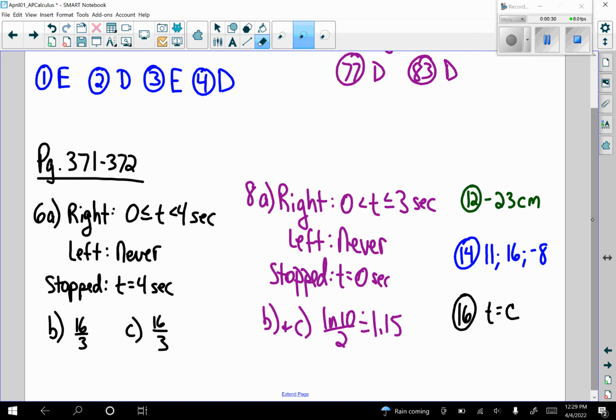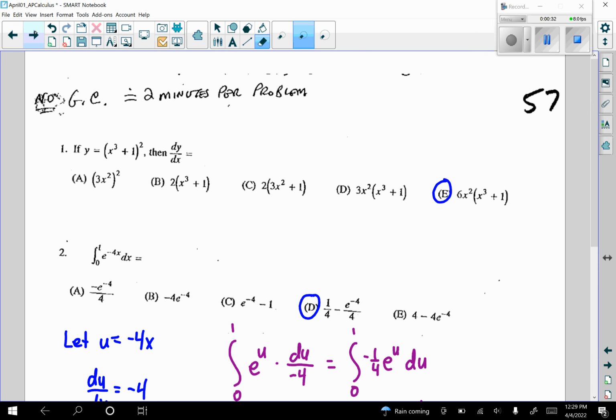All right, so let's take a look at the 1 through 4. Number 1 was just a chain rule. We're applying the chain rule, so then y prime or dy over dx, we would just bring the 2 down in front, times the inside stuff, then times a derivative of the inside stuff, and then multiplying these two together will give us a 6x squared times the quantity x cubed plus 1.